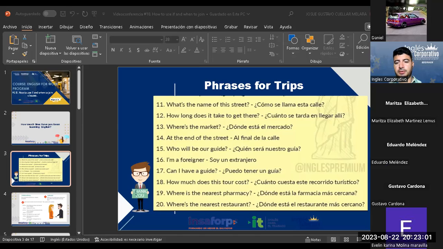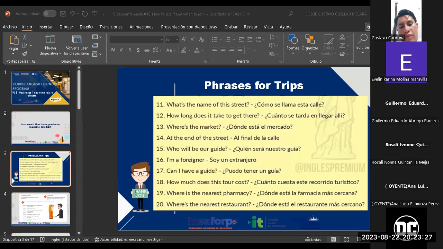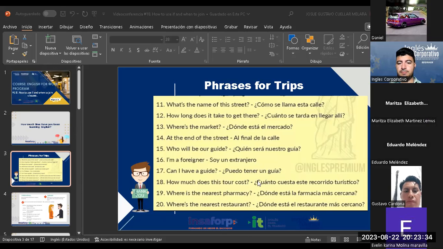How long does it take to get there? Thank you. Okay, Guillermo, hi. Hi, teacher, present. Who will be our guide? Good. John, we don't have John here, right? Okay, Katia, I don't know if Katia is here. Okay. Maritza. Hello. Hello there. At the end of the street. Thank you. Gustavo. Hi, teacher. Hello there. How much does this tour cost?